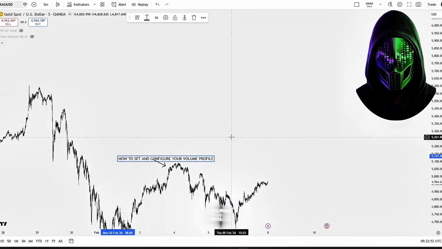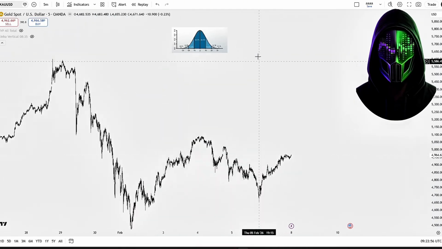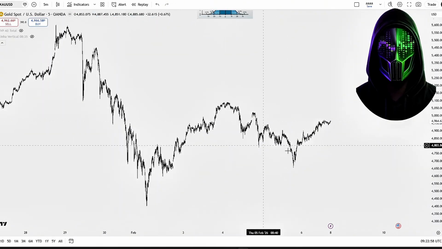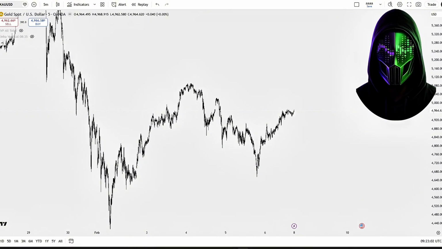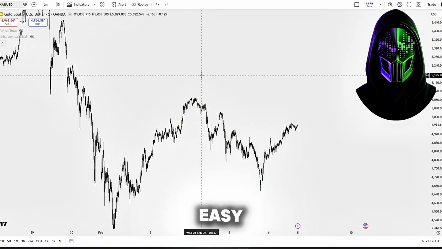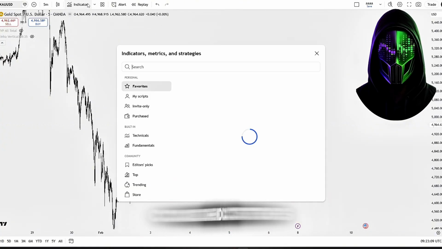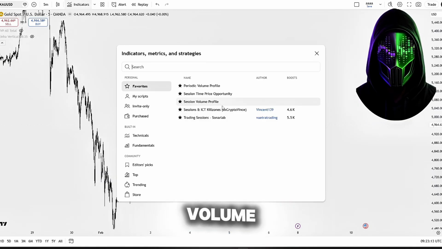Okay, and how to set and configure your volume profile. So here we have a chart. I meant the gold chart, but whatever, it doesn't matter. In fact, you can come to indicators. Okay, this is the easiest way. Come to indicators and search for session volume profile.